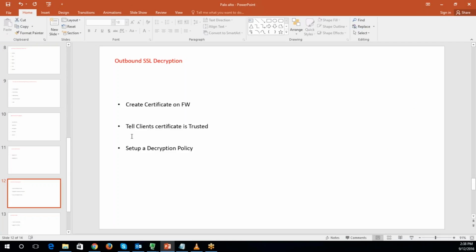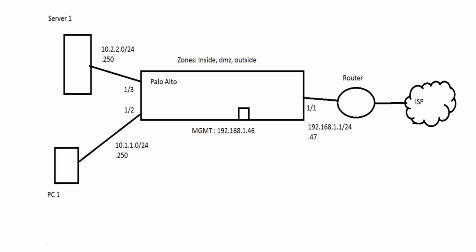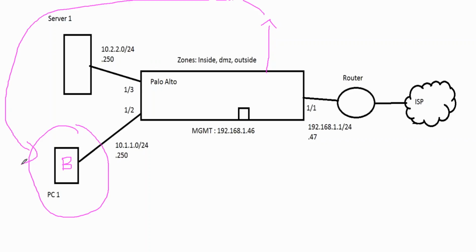Now second thing, telling the client the certificate is trusted. So we are going to import the certificate which we have created, this one, from the Palo Alto to this user box. There are so many methods to import the certificate. You can use any kind of network sharing option to share the certificate to this Bob user. You can also use external devices like a pen drive.